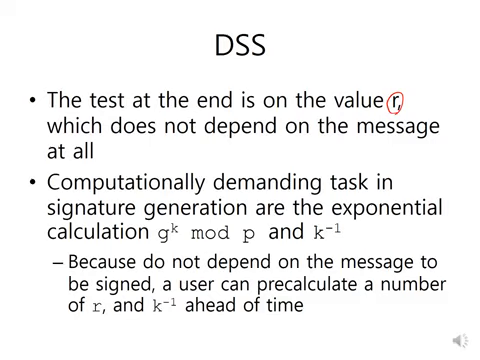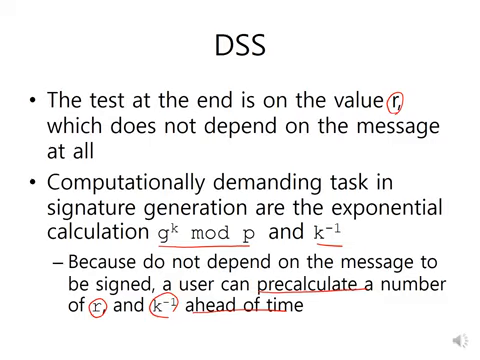In terms of computational overhead, the demanding tasks in signature generation are the exponentiation to calculate g to the k mod p and finding the inverse of k. But fortunately, these parts are message independent. So we can pre-calculate r, and we can find the inverse of k ahead of the time of the signature generation.